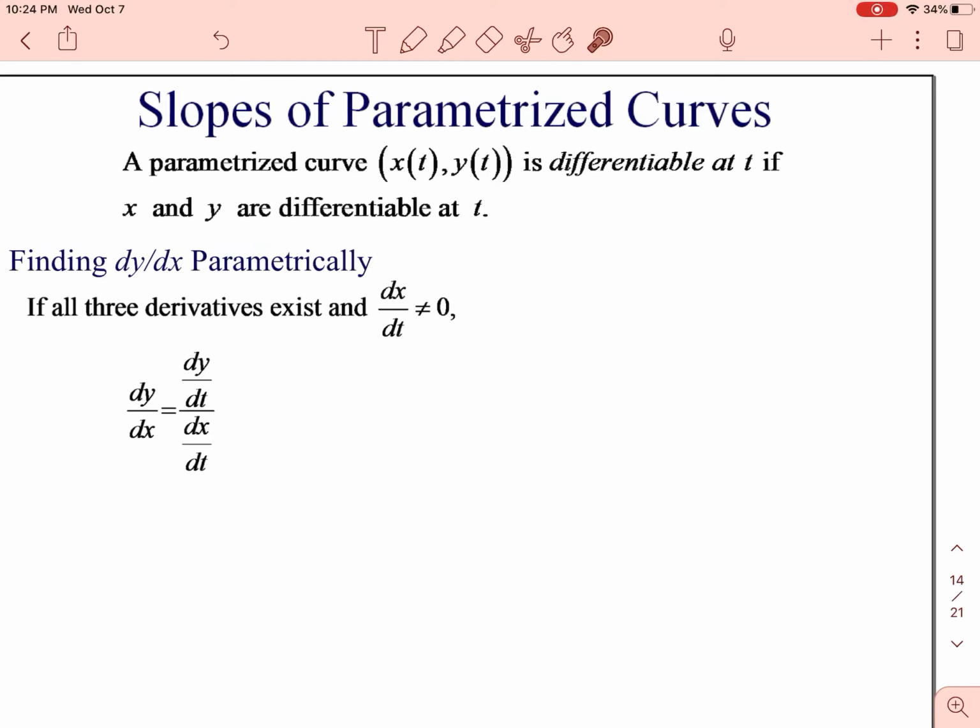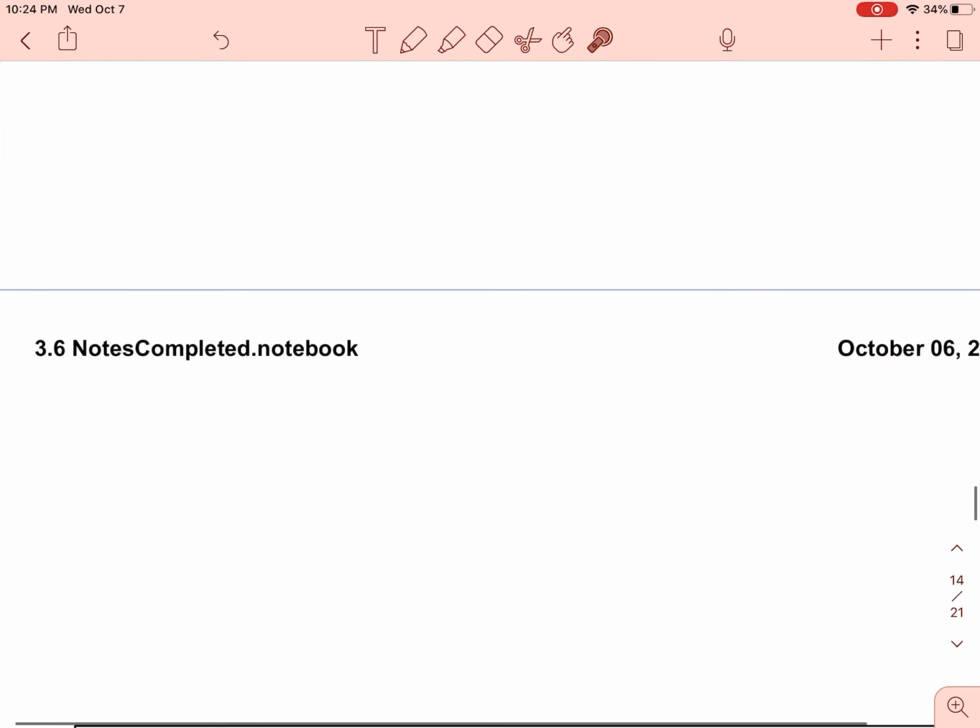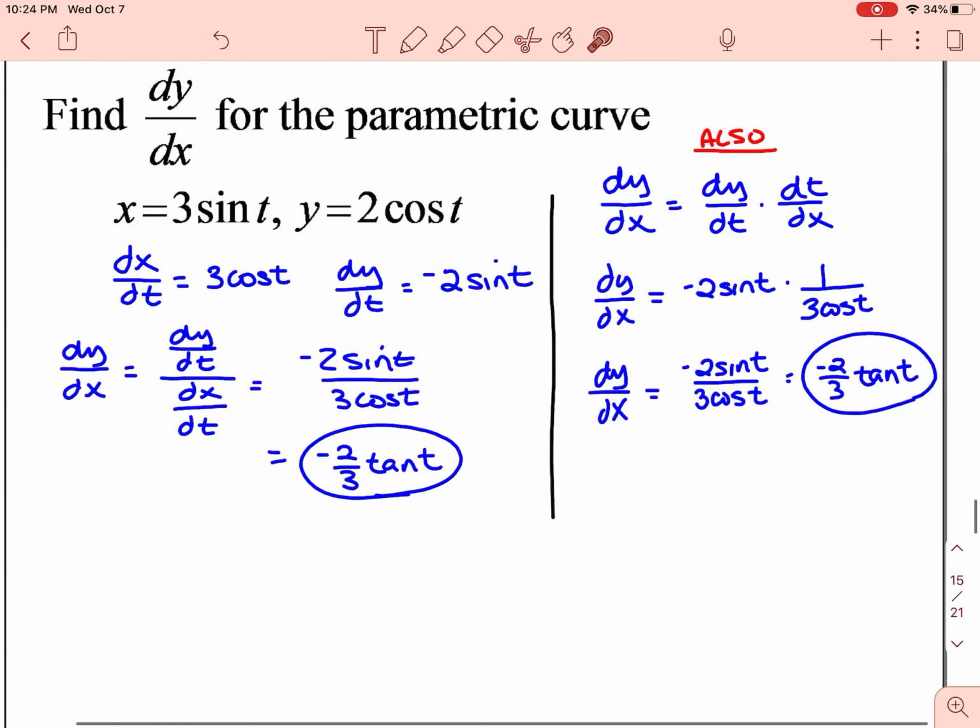And, of course, from a fractional standpoint, if you divide by dx/dt, you're multiplying by dt/dx, and the dt's would cancel there. So it would be dy/dx. So it looks like it's going to work out. And, of course, it does. So let's take a look.